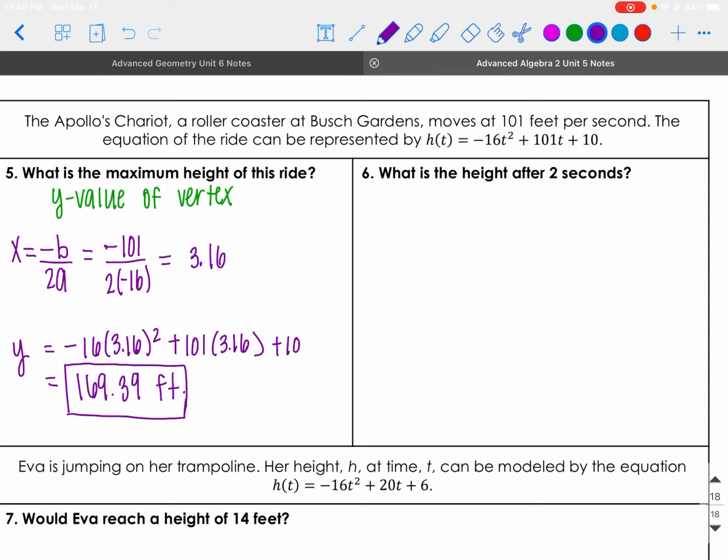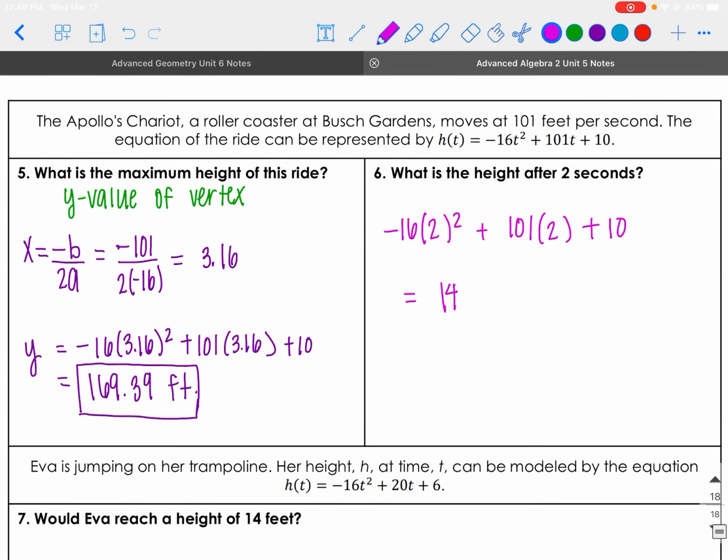All right, and number 6, what is the height after 2 seconds? So negative 16 times 2 squared plus 101 times 2 plus 10. And we get 148 feet.